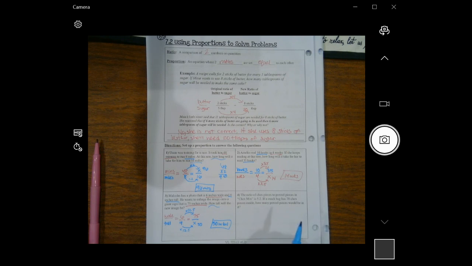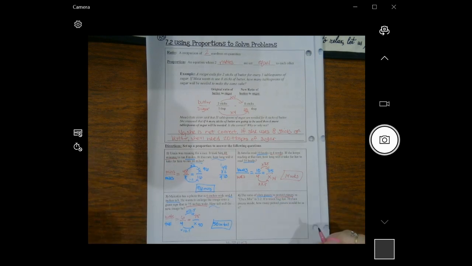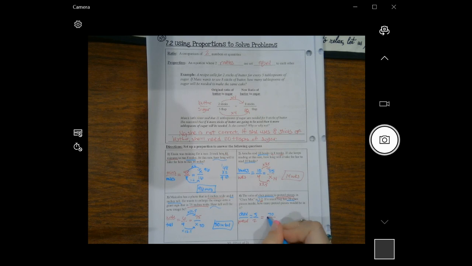Okay, last one for this page says the ratio of Chex pieces to pretzel pieces in Chex Mix is 5 to 2. Well, it's this to this, so whatever comes first, that number's talking about the Chex pieces, and whatever comes second, that's what's talking about the pretzel pieces. Okay, so Chex would be 5 for every 2 pretzel pieces. So then if it says in a snack bag that there are 70 Chex pieces, that would go on top.